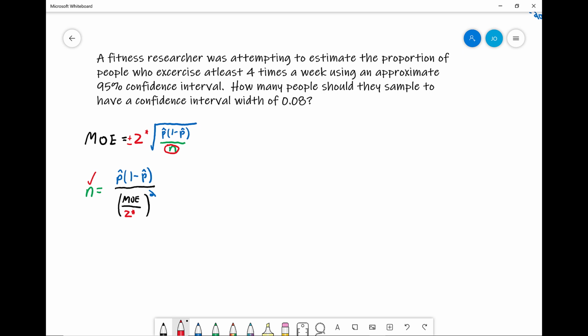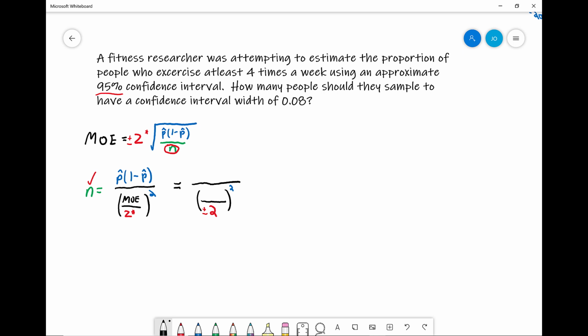So what do we know right now? Well, we know we want to create an approximate 95% confidence interval. So, okay. Right? One thing we know is if we want to create a 95% confidence interval, we need to go 2 standard deviations in each direction. So our Z star value is 2. And because we're squaring this quantity, you technically could use the positive or negative version. It's going to end up with the same result.